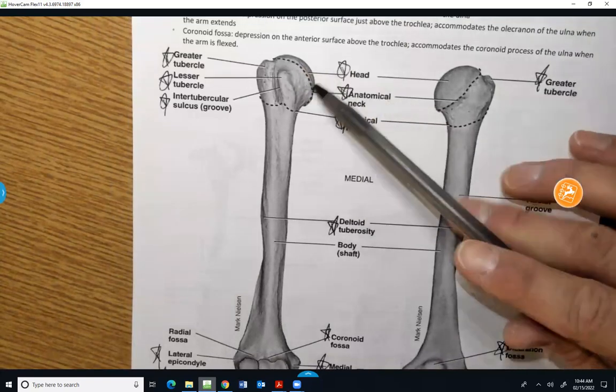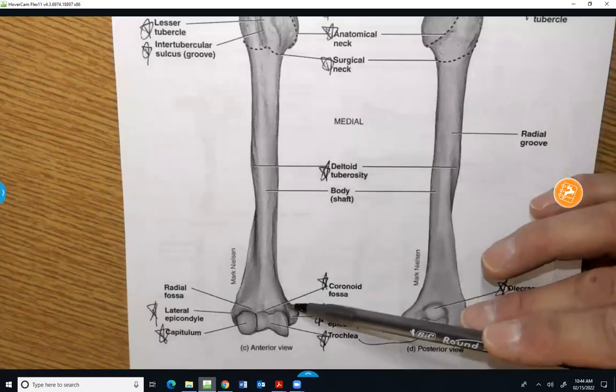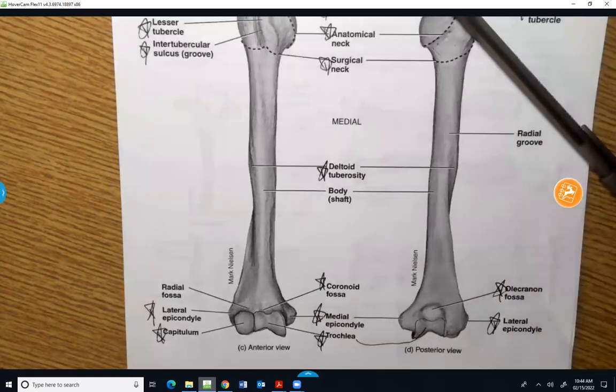Okay. Well, you know that this has to be medial, so you know that this side of the bone is medial. Okay. You can feel this. This is a very prominent bump on the inside of your elbow. You can feel the lateral as well.